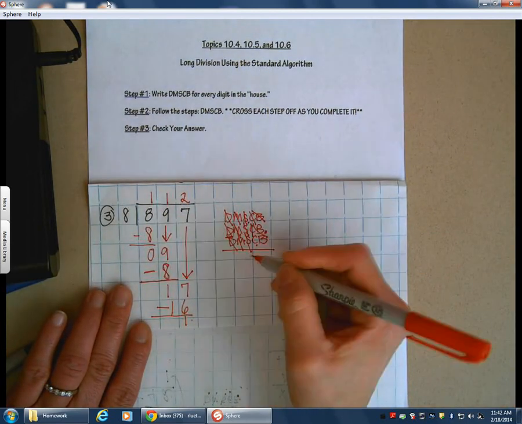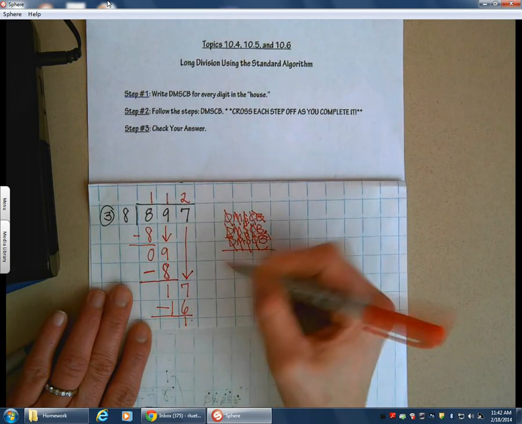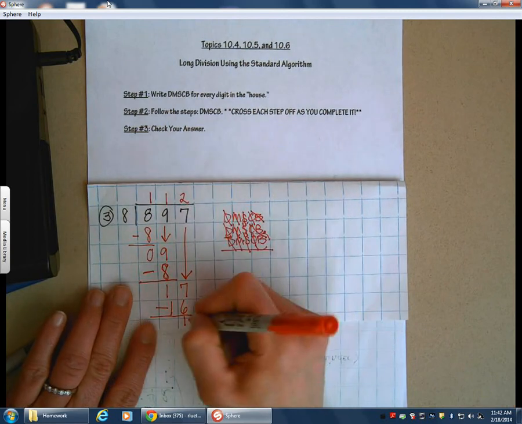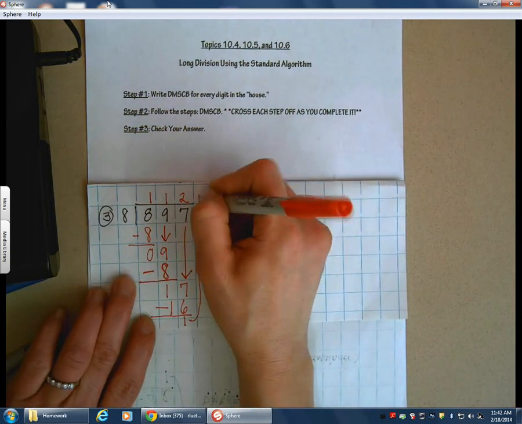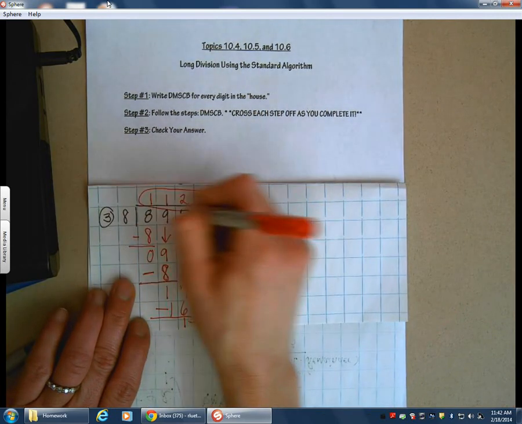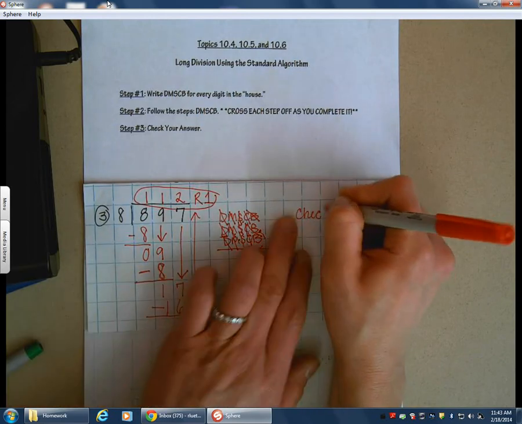Yes, it is. So now I could move on to the next step, which is the B. I have a 1 left. There aren't any digits left in the house, so now this comes up as my remainder, remainder 1. So my answer is 112, remainder 1, and before we can move on, we need to check it.